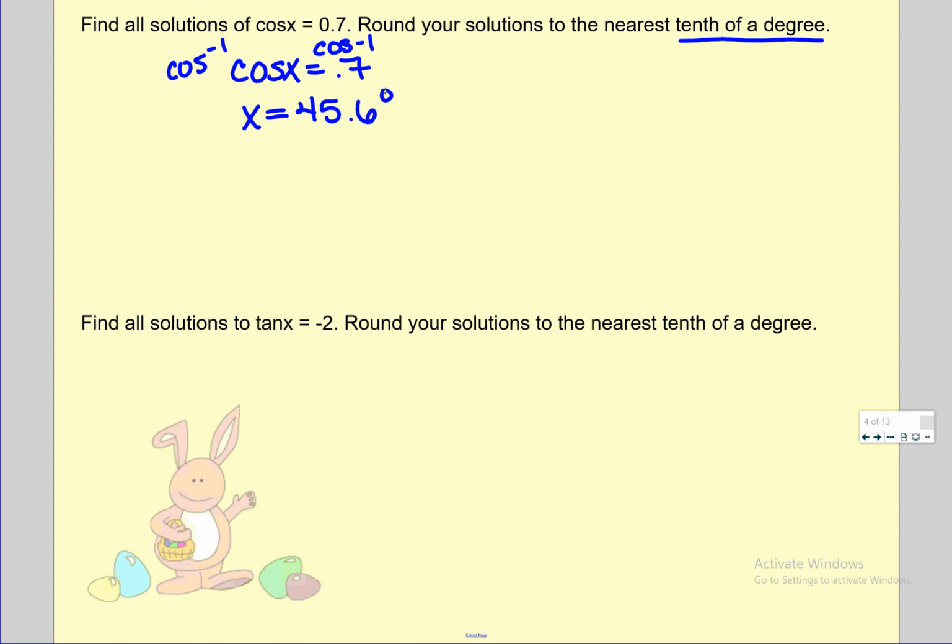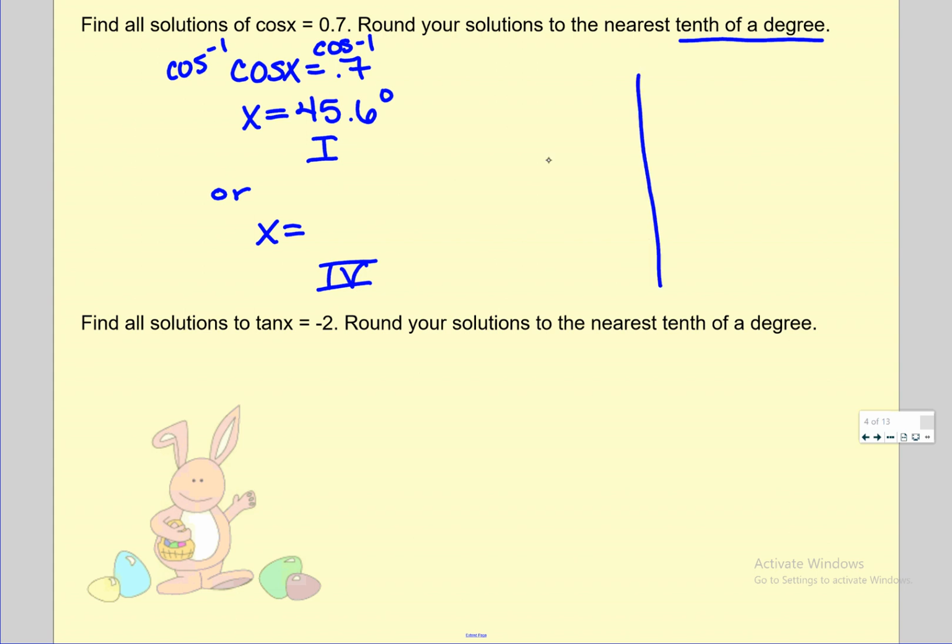45.6 degrees. Now, there are actually 2 places on the unit circle where cosine equals 0.7. One of them is in quadrant 1. That's a place where cosine is positive. Where else is cosine positive? In quadrant 4. Okay, and this answer the calculator won't give us when we do an inverse, because remember, inverse functions were only defined in 2 quadrants, not all 4.